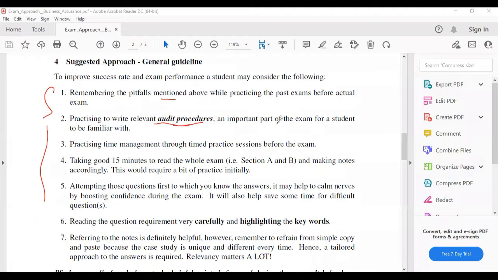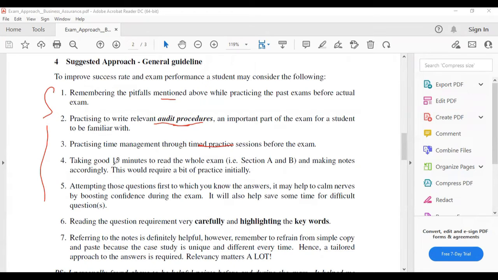So audit procedures are very important. As I said, timed practice sessions are very important. You can do a few of the timed practice sessions and see how you are performing, how you are trying to approach the question. I know doing the exam at home is different compared to doing the exam in the exam hall, because you're surrounded by students. There's much more pressure. There's peer pressure as well. So you would have to factor those things in at the same time.